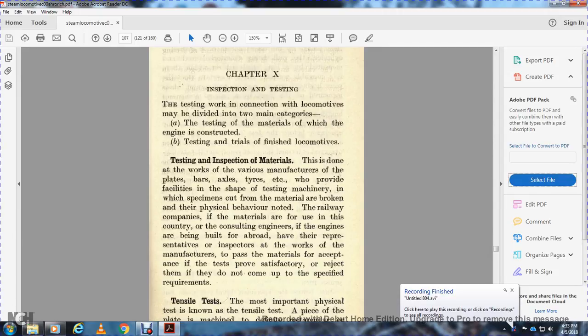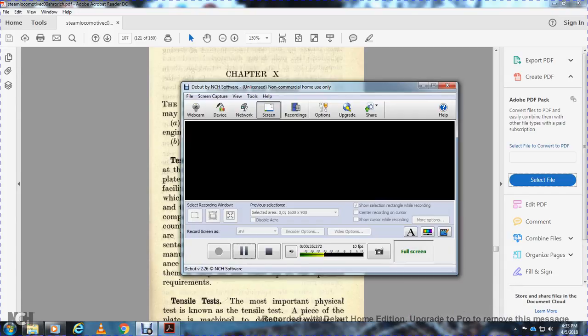The materials are for use in the country for the consulting engineer, but the engines are built abroad. The representative for the inspector inspects the work for the manufactured part of the material for the acceptance of the test to prove it is satisfactory. Reject those that don't come up with specified requirements.